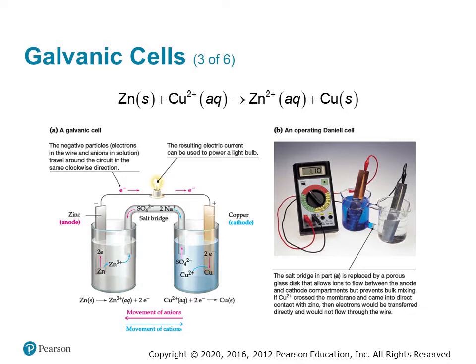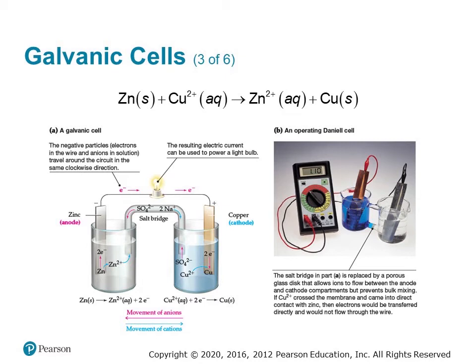Each piece of metal, the zinc strip and the copper strip, is known as an electrode. The electrode that loses electrons, zinc in this case, is known as the anode, while the electrode that gains electrons, copper in the diagram here, is known as the cathode. I think the easiest way to remember which one is which is that the oxidation half reaction happens at the anode, and both oxidation and anode start with vowels. Likewise, the reduction half reaction takes place at the cathode, and both reduction and cathode start with consonants.